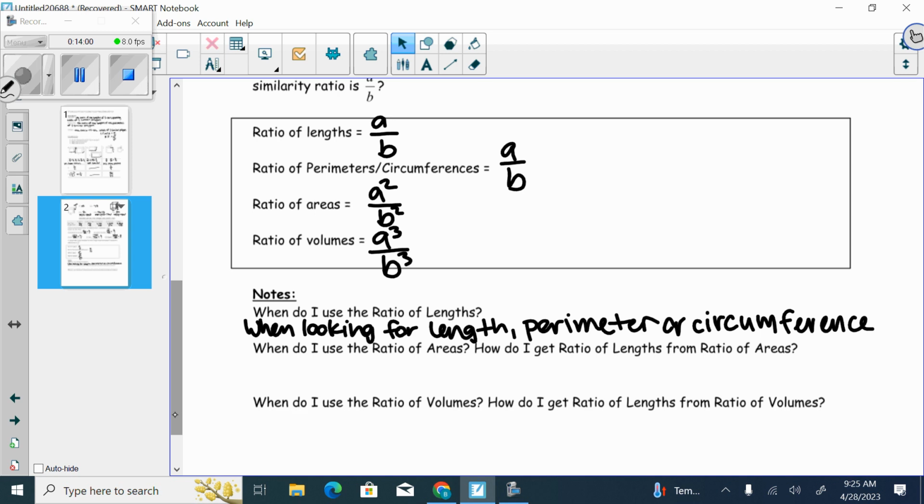Okay. Next, they ask, when might we want to use an area ratio? Probably when we're looking for a missing area, right, of any type, whether that's base area or lateral area or surface area. So when looking for area. Okay, and then they ask, how do you get a ratio of lengths from a ratio of areas? So how do you go from area back to ratio of lengths or scale factor? Take the square roots, okay.